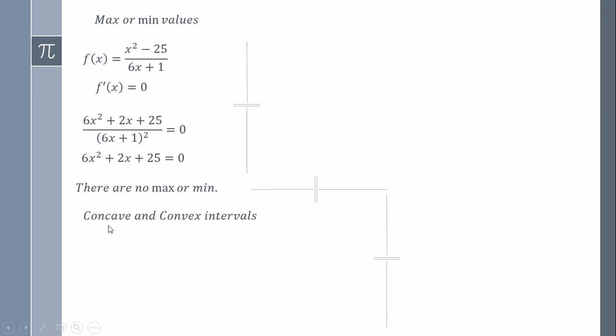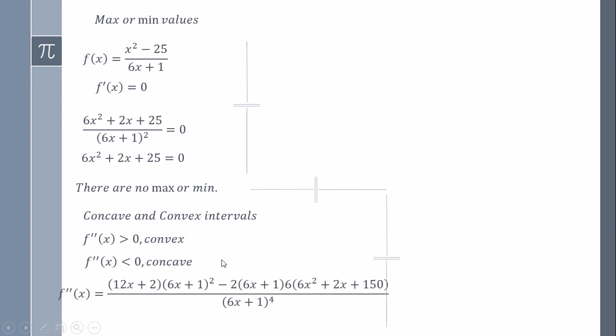Afterwards, we're going to find out the concave and convex intervals. How do I do that? I do it with the second derivative. If the second derivative is positive, the function is convex, and on the opposite side it is concave. So I'm going to take the first derivative and make the derivative of this one, the second. This one is going to be elevated to 4. This one is going to be the first derivative of this one, which is going to be 12x plus 2 times this one without deriving.